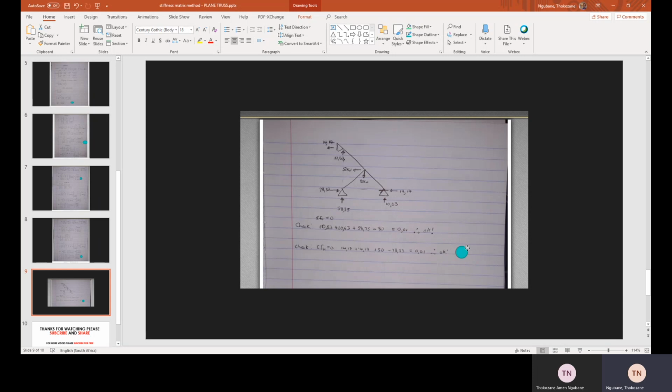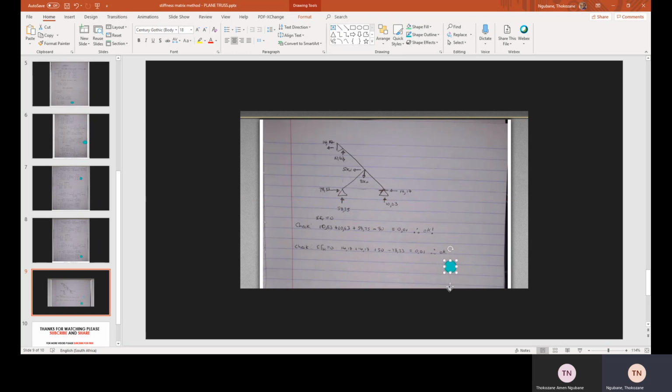horizontal forces. We have 14.17, which is going to the left, 14.17 going to the left, and then we have 50 going to the left, then we have 78.33, which is going to the right.